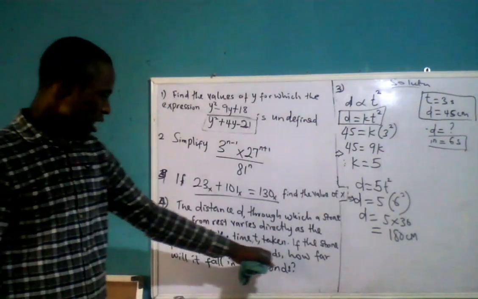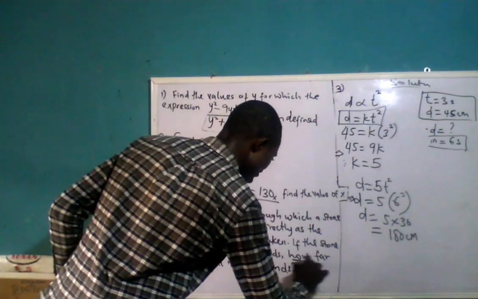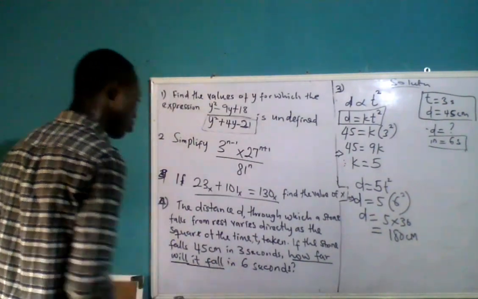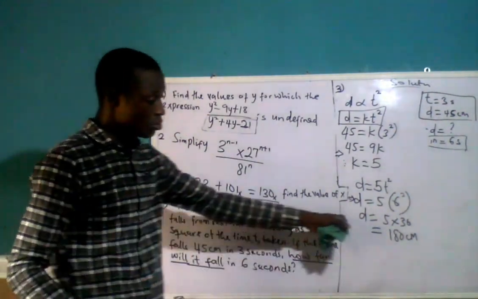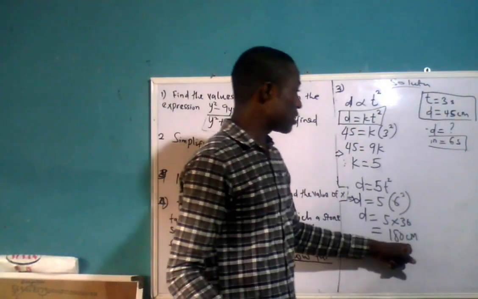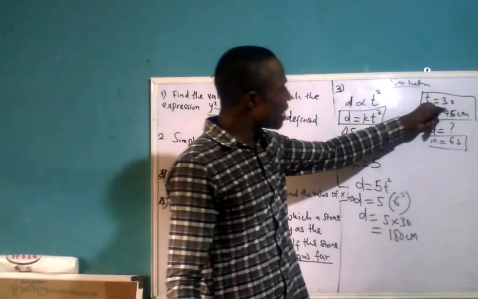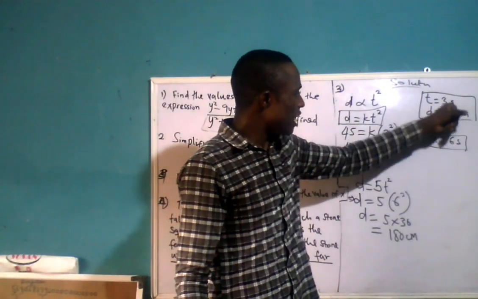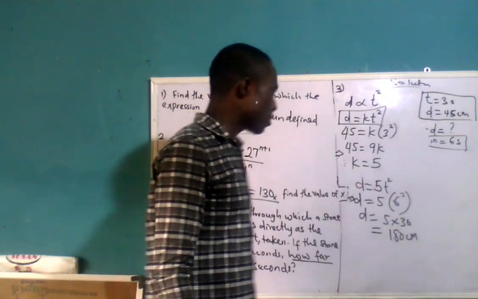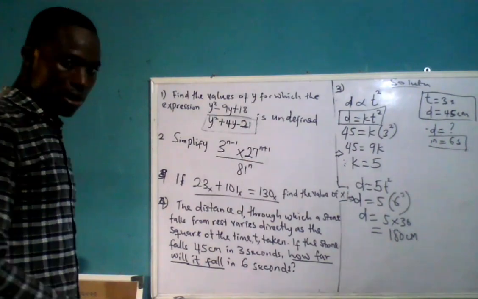Don't forget to put the units. So we have to find how far it will fall. How far indicates distance. So distance D is equal to what? 180 centimeters. It just means that it will fall 180 centimeters in 6 seconds. If it falls 45 centimeters in 3 seconds, it will fall 180 centimeters in 6 seconds. Okay, that's the meaning.